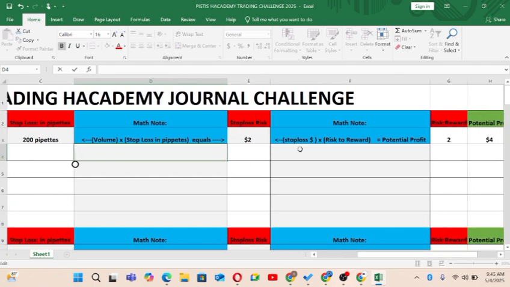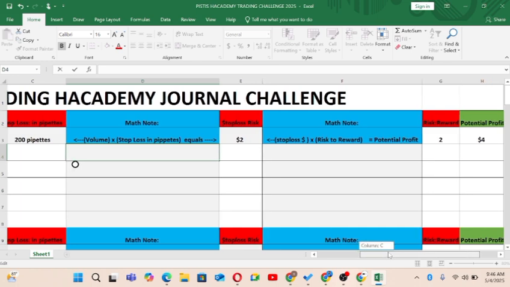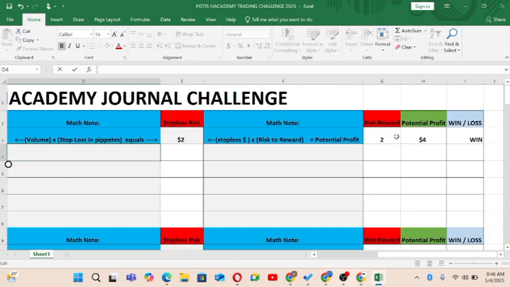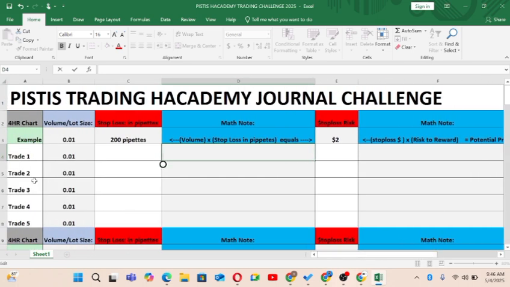We come to this place also. We have our stop loss, which is $2, multiplied by our risk to reward. Let's say our risk to reward is 2. So 2 times 2 gives you 4. You can see how to do your calculation. The potential profit is $4, and the potential loss is $2. Here you put whether it is a win or a loss, and the aim is to enable us take our trade.